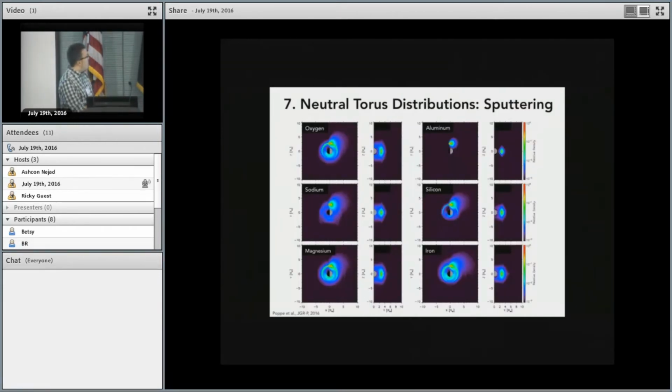We have oxygen, sodium, magnesium, aluminum, silicon, and iron. They mostly have the same general shape. You can note a couple of differences. Aluminum actually only has this plume. It's a quirk of quantum mechanics. Aluminum has a very high photoionization rate, so the neutrals don't even get a chance to orbit even a fraction of the way around Mars before they're ionized and lost to the solar wind. But generally, it's the same shape overall.